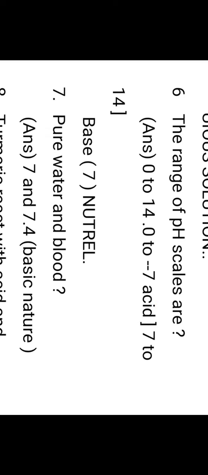The next question: the range of the pH scale. According to Sorensen, the range of the pH scale is 1 to 14. Generally 0 to 7 is acidic, 7 is neutral, and 7 to 14 is basic. From 1 to 6 the acid concentration decreases. It means 1 to 3 are strong acids, and 4, 5, 6 are weak acids. 7 is neutral. The basic nature starts from 8 and increases up to 14. 8, 9, 10 are weak bases, and 11, 12, 13, 14 are strong bases.